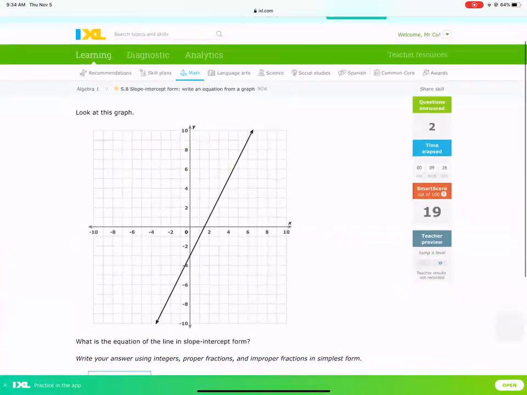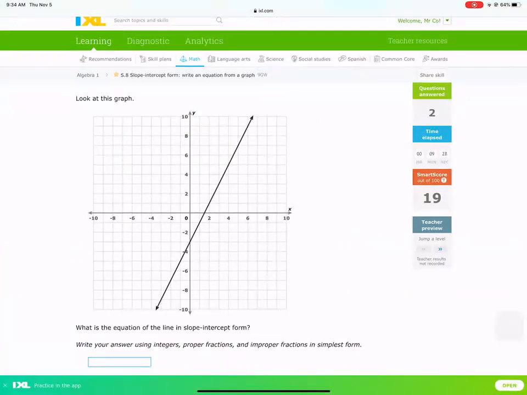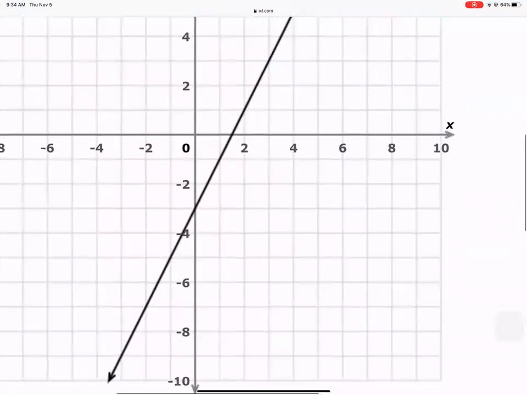Excellent. Thank you. Thought so. Now, looking at this problem here, the y-intercept is going to be between -2 and -4. So it's -3.